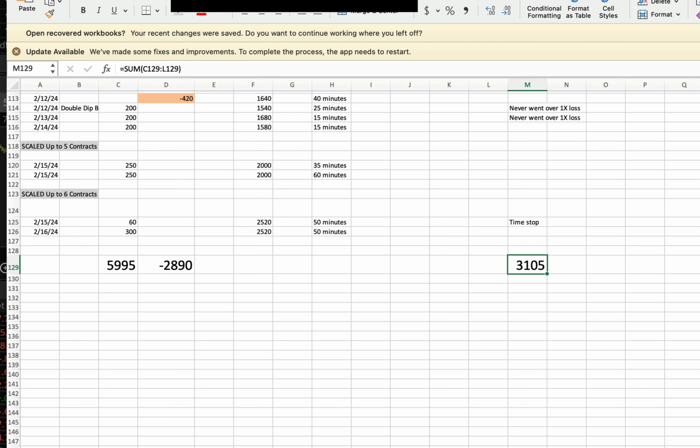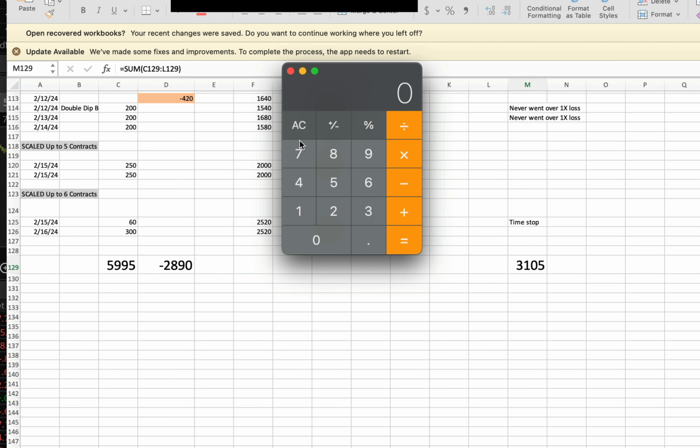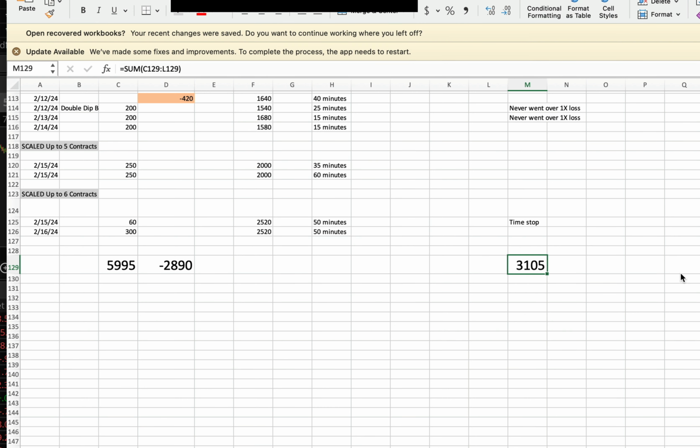Let's see, when do we go to? I think we can go to 7 contracts on the next trade. So let's say 420 times 7. Yeah, so there's our cutoff point. We have 31.05, so we can go to 7 contracts next time, which is cool. And that's it. All right.